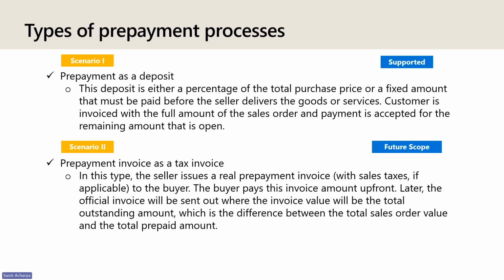And scenario 2 is where we send out 2 legal tax invoices to our customers, where the first invoice, or the prepayment invoice that we'll share, will only contain the prepayment amount that we have received from our customer, and the second one that we'll send, the final invoice, will only have the remaining outstanding or open amount for our customers. We'll talk about this more in a very detailed manner. So let's start with scenario 1.